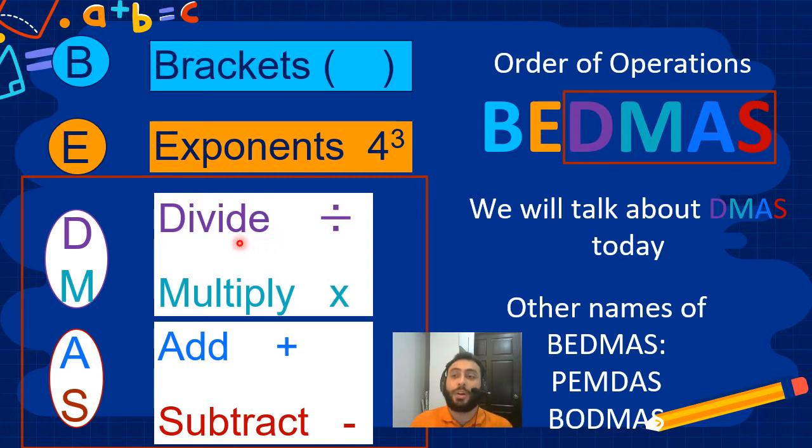So when you see a long operation, you must do division or multiplication, whatever comes first. Once you're done with all the division and multiplications in an operation, then you go to the next ones, addition or subtraction. Now let's see what that means. Again, we will talk about only DMAS, D-M-A-S. We are not going to talk about B and E because they are for next year. BEDMAS has other names, PEMDAS, but we're only going to learn about BEDMAS today.